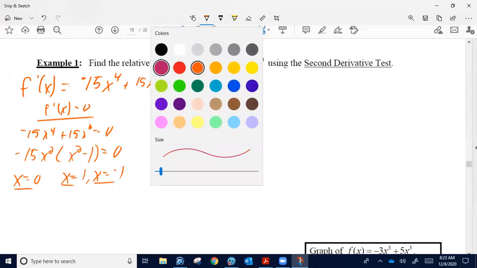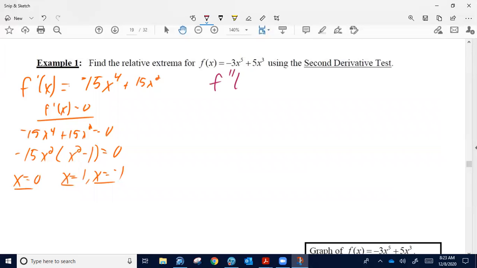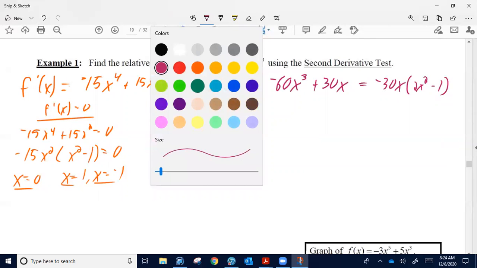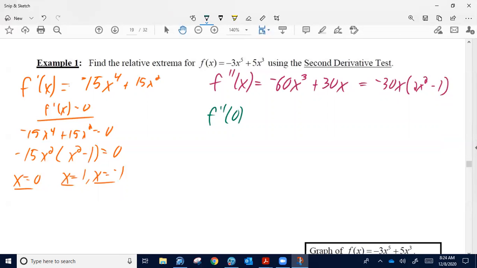Then I want to find the second derivative. So f double prime is going to be negative 60x to the third plus 30x. That can factor a little bit. If I take negative 30x out, you're going to get 2x squared minus 1. We don't have to factor, but I think it helps to check things out. Now, plug our critical numbers into this second derivative. I only care if it's positive or negative.